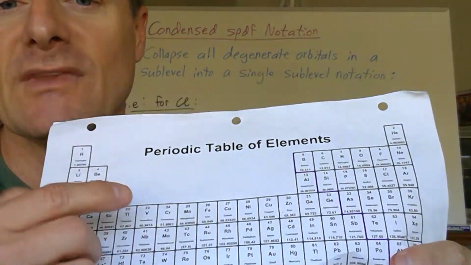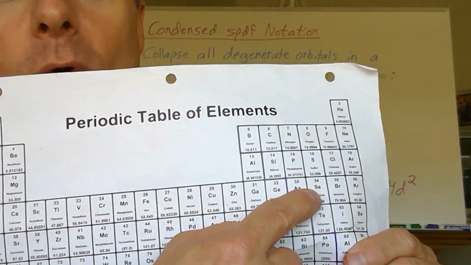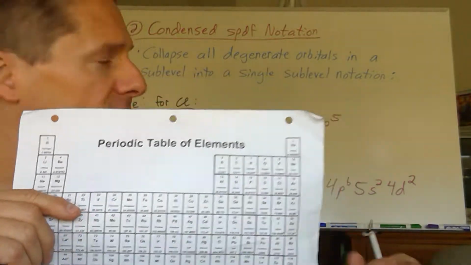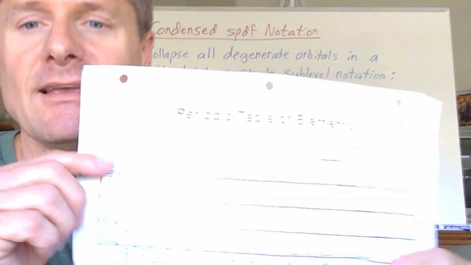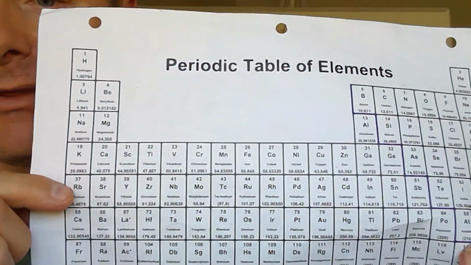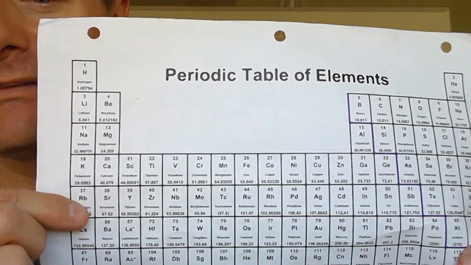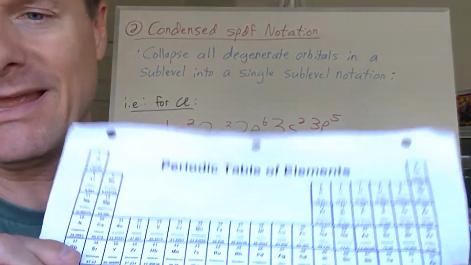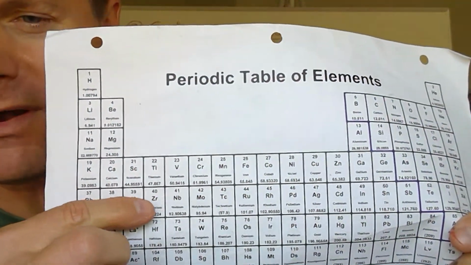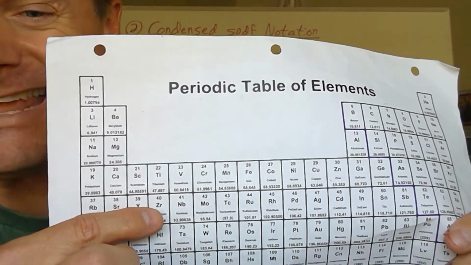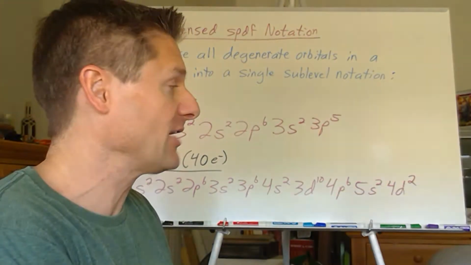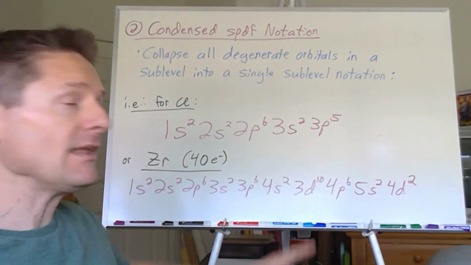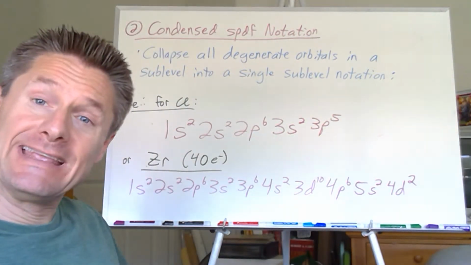All right? And after 3d, we get the 4p. We get all 6 of those. So there's your 4p6. Then we come all the way down to the 5th row, right? So we fill up the 5s. There's your 5s2. And then if you want to get to zirconium, this is the 4d, 4d2, a total of 40 electrons, right? And that's how you do the condensed SPDF.